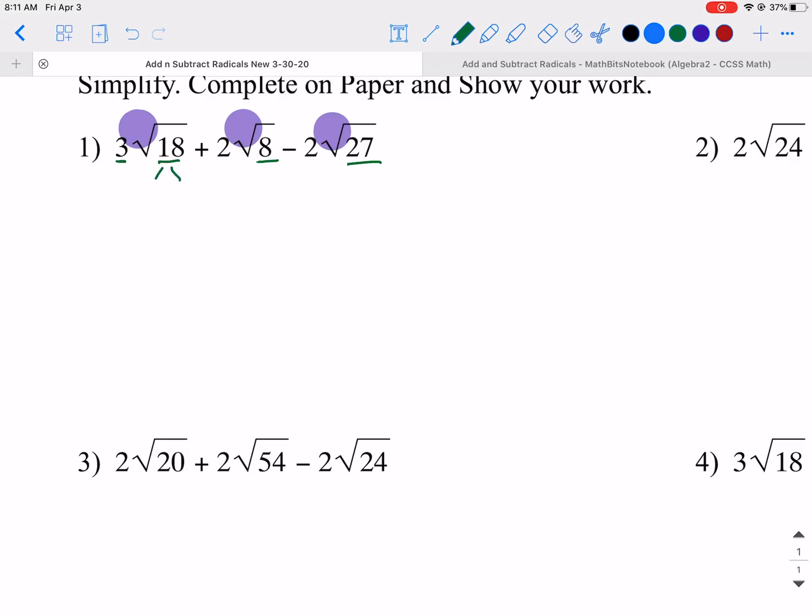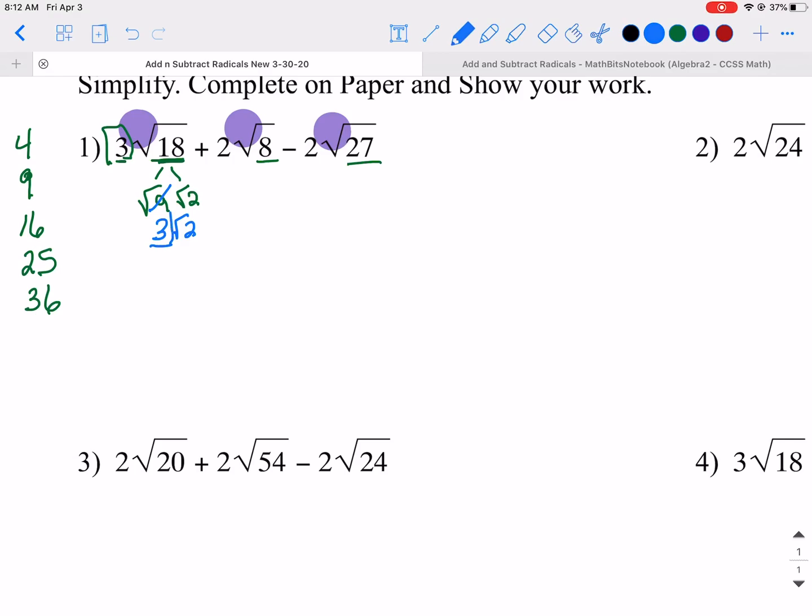So I'm going to ignore the 3 right now. Come back to that when I'm done. And I'm thinking perfect squares again because my index is 2. So some perfect squares: 2 times 2 is 4, 3 times 3 is 9, 16, 25, 6 times 6 is 36, so on and so forth. So I'm looking for the largest perfect square that goes into 18. 16 is too big, so what about 9? Yes, 9 times radical 2 works. What is the square root of 9? 3, and I'm left with radical 2.